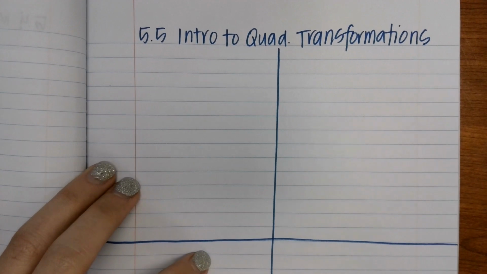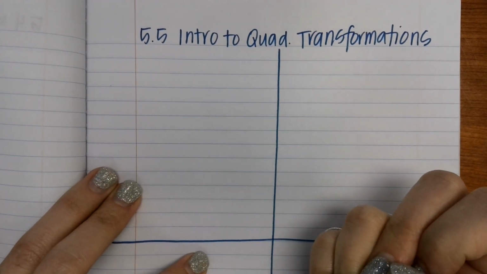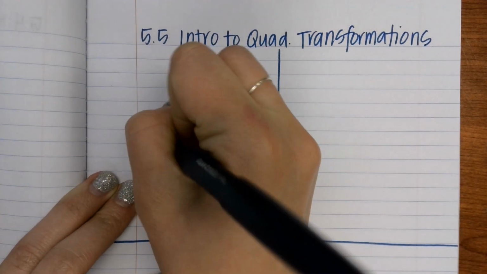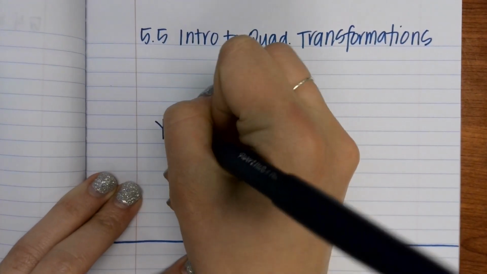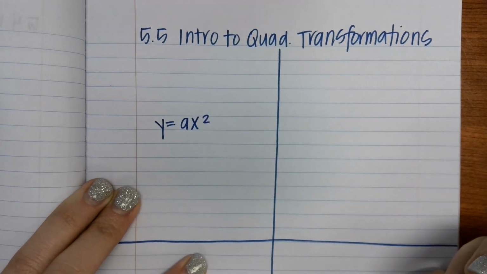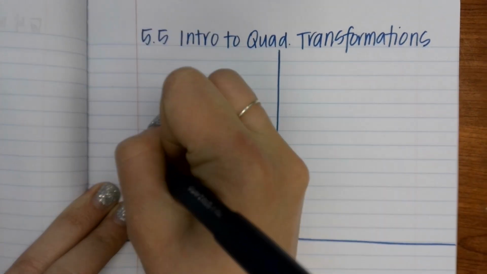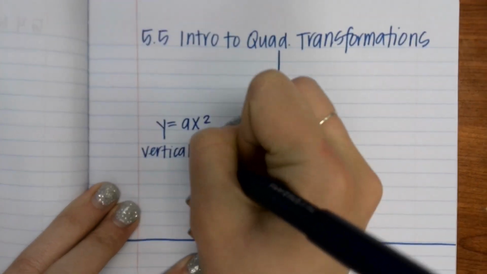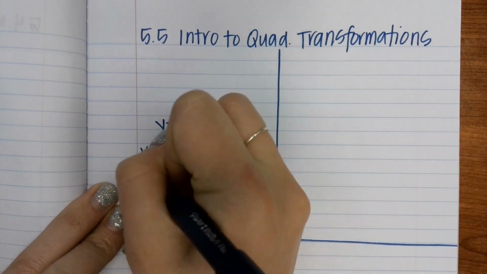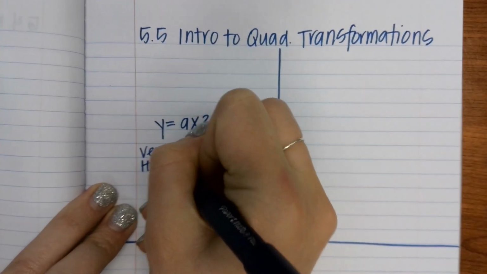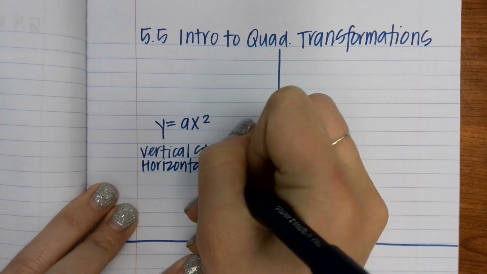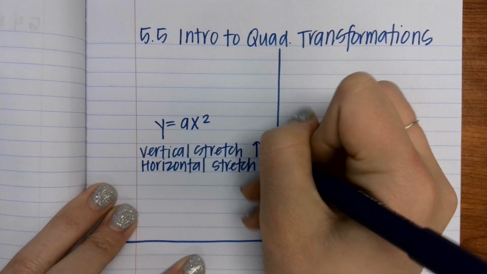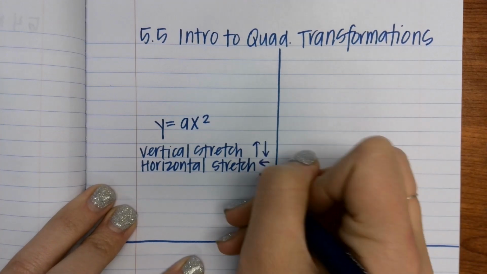But there are going to be 4 different ways that we can move around the quadratic function that forms a parabola. And the first way is if we have y equals ax squared. This causes what's called a vertical stretch or a horizontal stretch. Vertical goes up and down, and horizontal goes left and right.